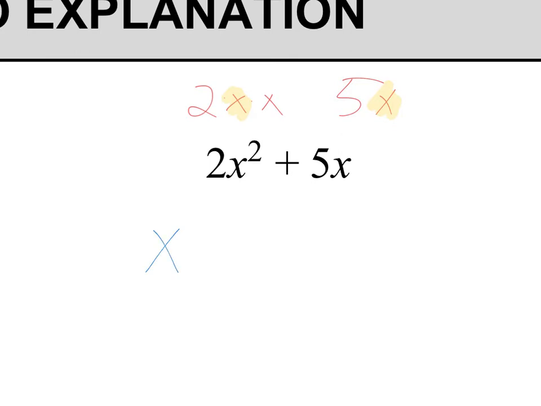If you wanted to, you could write a 1, because we could technically divide a 1 out of the numbers, but you don't have to write that 1. And if I took away one x from each of these terms, I'd be left with 2x plus 5. And again, we get that by dividing away a single x from each term.